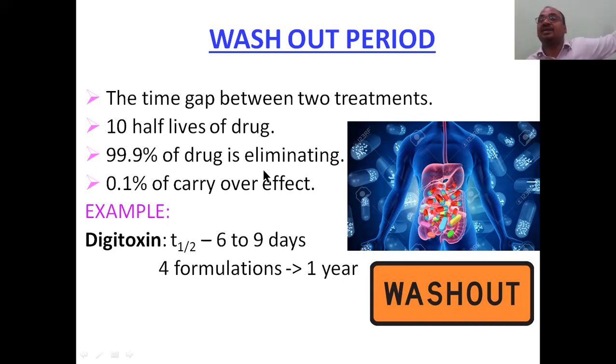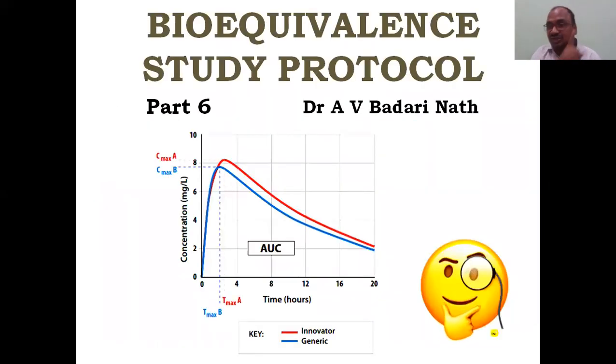99% of the drug is eliminated from the first dose, and only 0.1% may be there, it is not a big matter. The carry-over effect, the old drug adding to the second dose, is only 0.1%, negligible. Otherwise, the entire drug would be added to the second dose. Digitoxin half-life is 6 to 9 days, so if you want to test 4 formulations, it takes more than 1 year. Just imagine testing 4 formulations of digitoxin. Washout period is very, very important. And this is my next video, bioequivalence study protocol part 6.